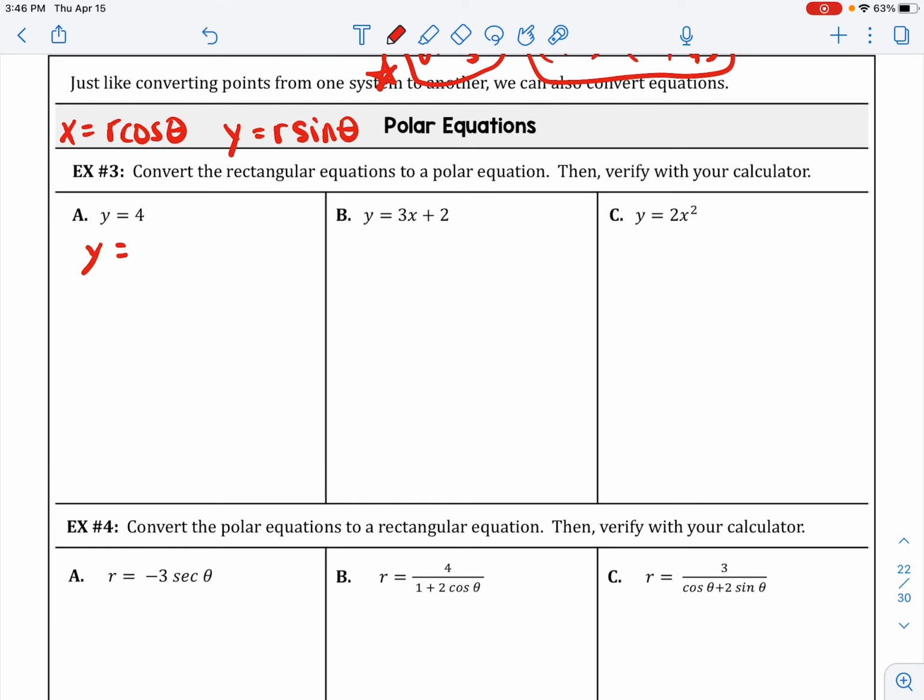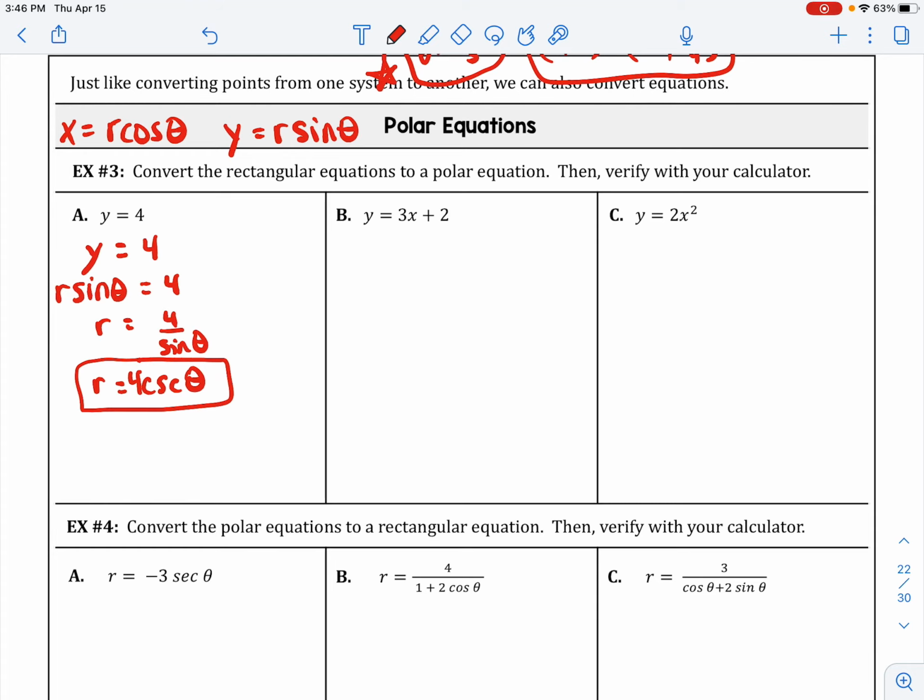Since we have y equals 4, we're going to put r sine theta in for y, and we're going to see that r sine theta equals 4. Well, if I wanted to solve for r, I would be dividing by the sine of theta on both sides, and instead of 1 over sine, we would write it as cosecant. So this would be 4 cosecant theta.